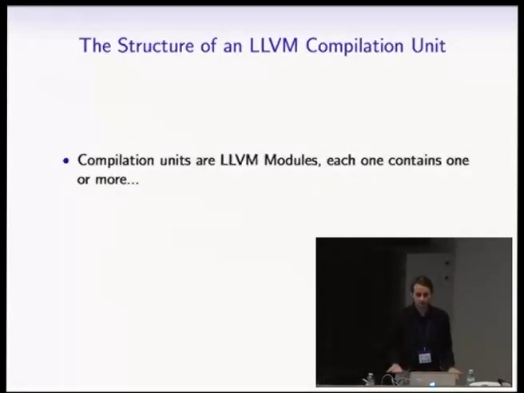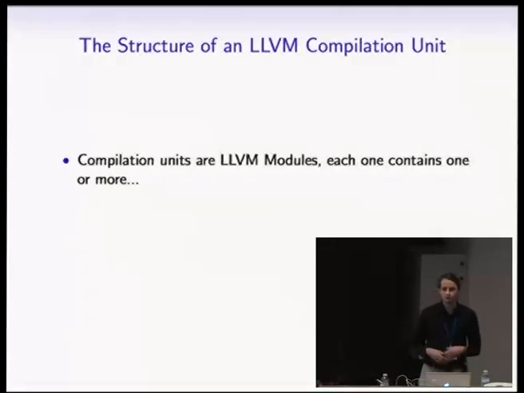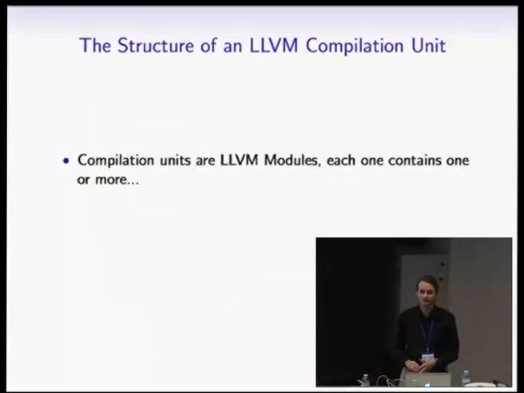So when you want to start using this stuff, you need to understand more or less how the intermediate representation works. And the basic unit of LLVM IR is the module. So a module is a compilation unit. So in C or C++, that's what you get when you take a source file, you run it through the preprocessor, and then you have a single preprocessed source file, and that will then be turned into an LLVM module by your compiler.